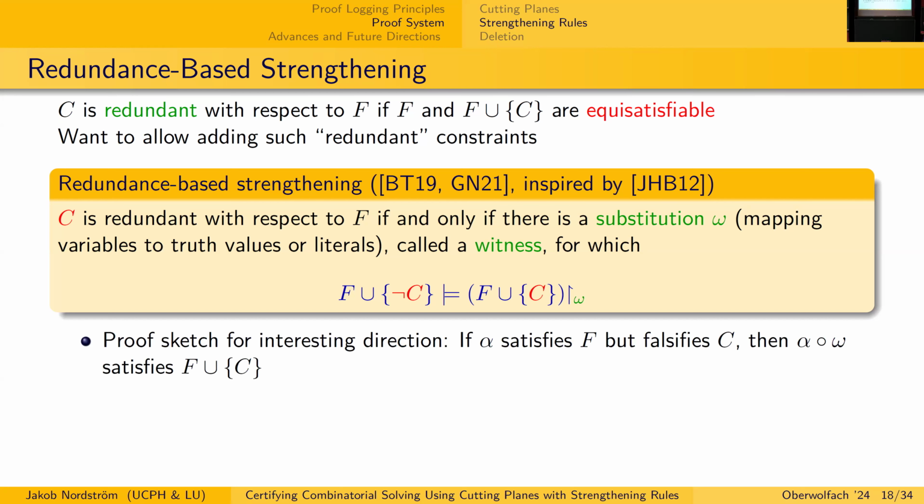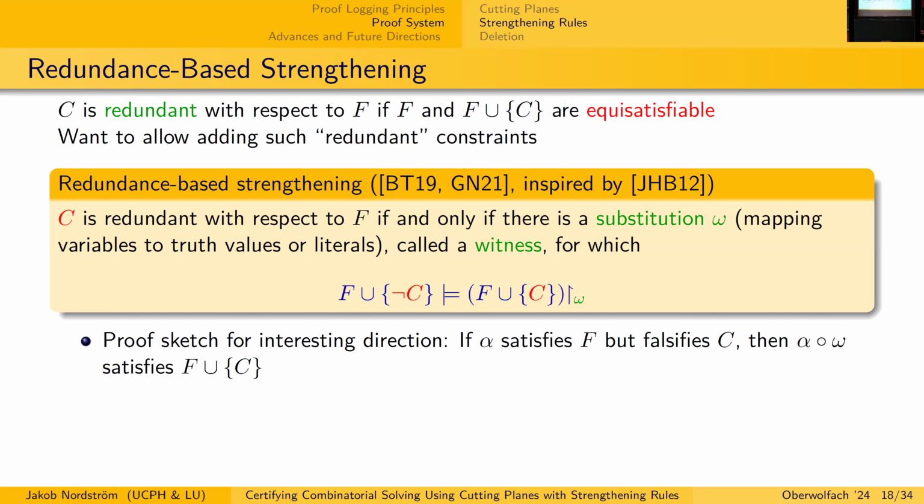Let me sketch a proof. The interesting direction is that I have a truth value assignment that satisfies F but violates C. That's what I'm worried about. But if so, such an alpha satisfies the left-hand side, so alpha must satisfy this. And if you just unpack what this means, that means that alpha composed with omega satisfies everything. So this witness is like a local patch that tells you that if you get a satisfying assignment that is no longer valid, how do I patch it?